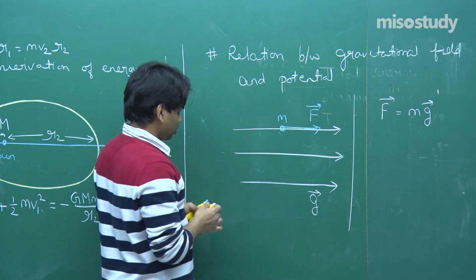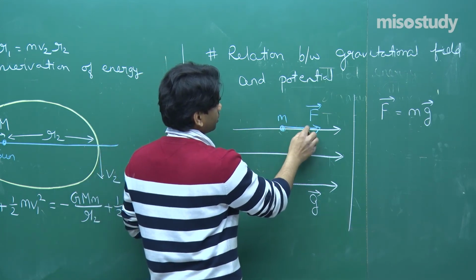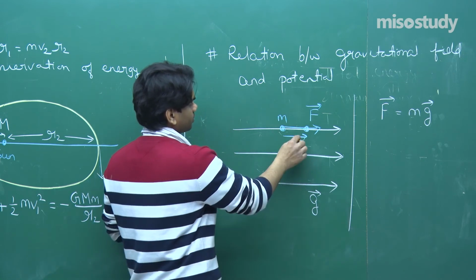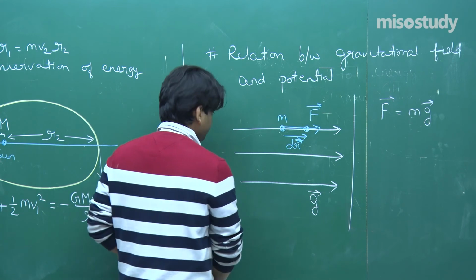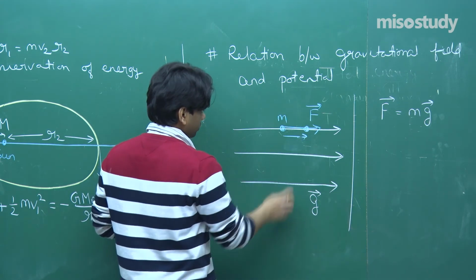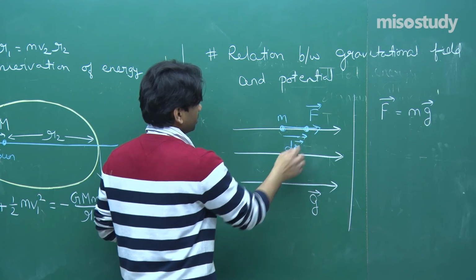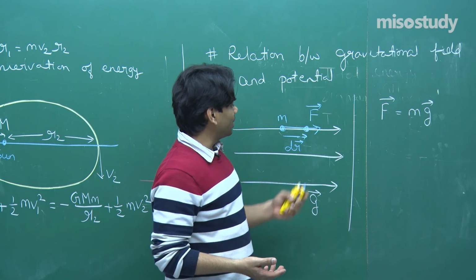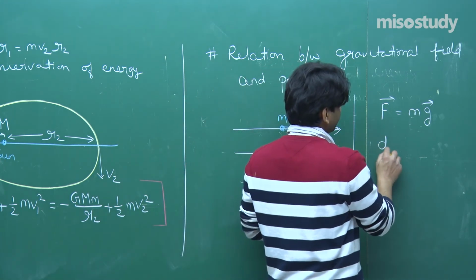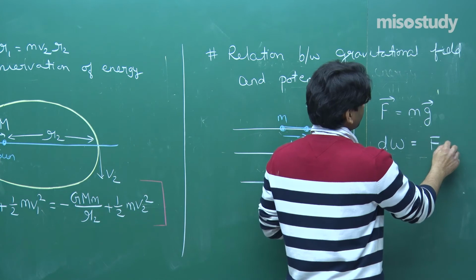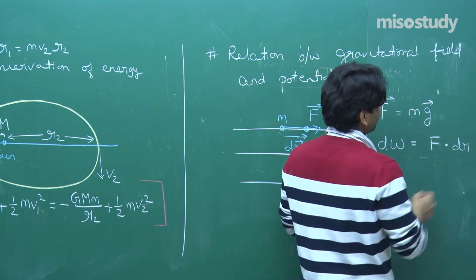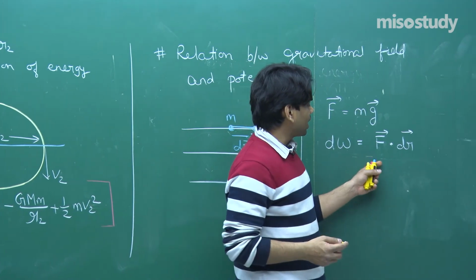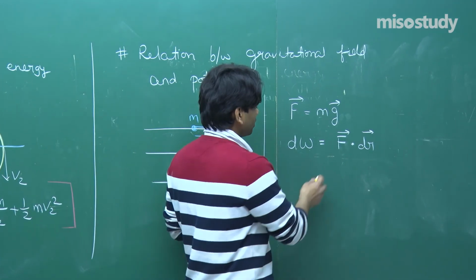Now if I displace this object slightly from this position to some position by displacing it a small distance dr, you can clearly see that this distance is dr. Hence, the work done by this internal gravitational force will be equal to F dot dr. This is what we know, work done by internal forces. Now F dot dr will be given as mg dot dr.